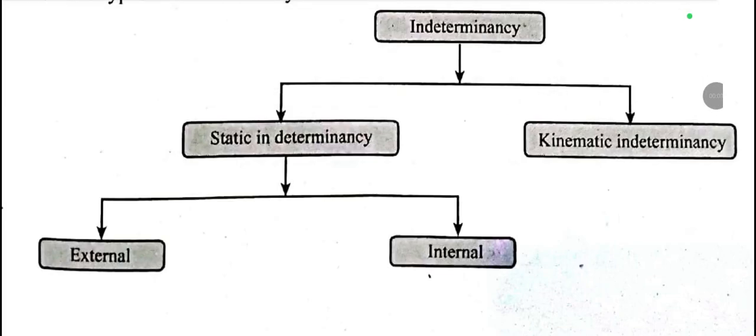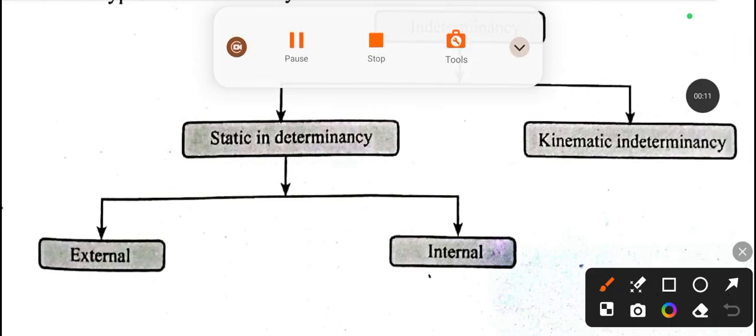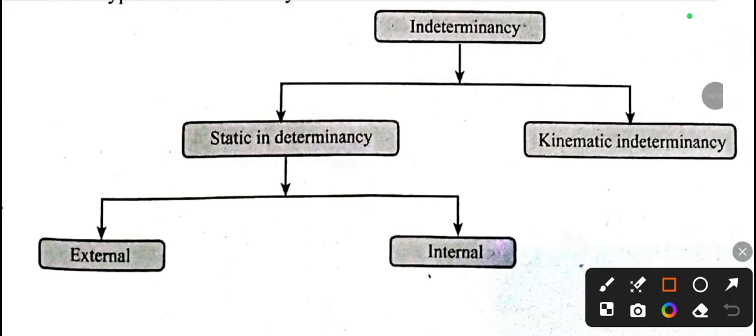In this video, we will discuss the types of indeterminate structure. The types of indeterminate structure can be written as indeterminacy. You can see here, this is the indeterminacy. So this is also called type of indeterminate structure, meaning indeterminacy generally. Basically, indeterminate structure is of two types.